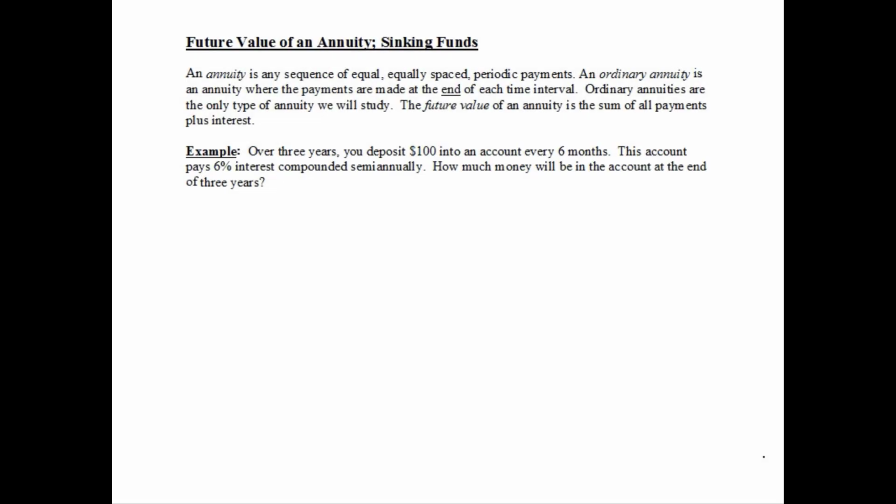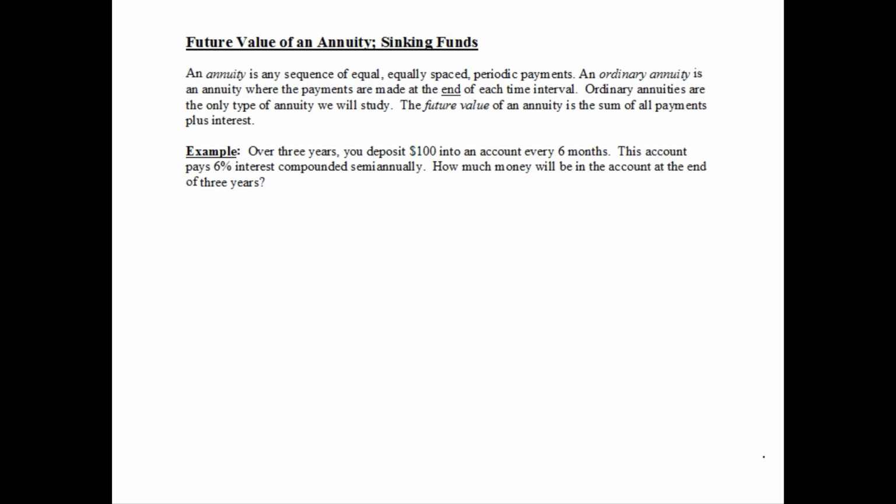An annuity is any sequence of equally spaced periodic payments. The type we will study here is an ordinary annuity, in which the payments are made at the end of each of the time intervals. The future value of an annuity is the sum of all the payments plus the interest that was earned.